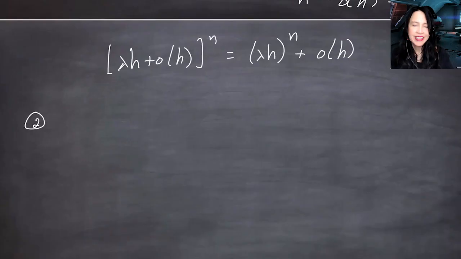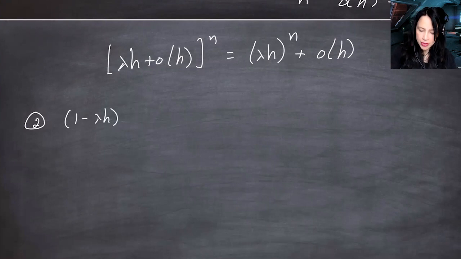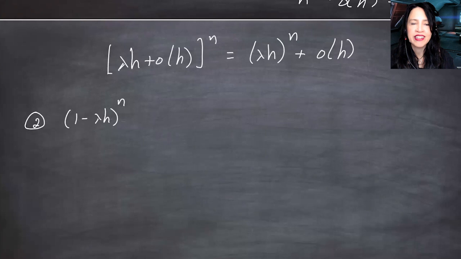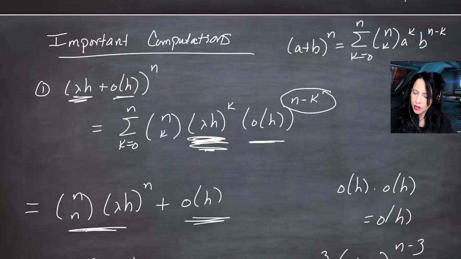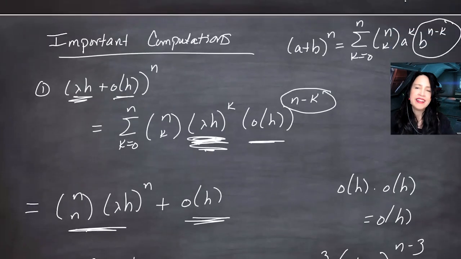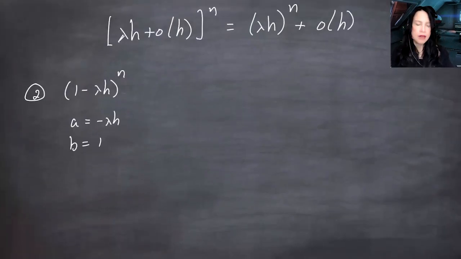Computation 2 is just looking at 1 minus lambda h to the nth power. Why am I looking at these 3 particular computations? Because they're going to come up over and over again for us. So I want to use the binomial theorem again on this, and you could let this be A and negative lambda h be B, and you'll be fine. But I like to have this more complicated exponent be on the 1. Like if B is 1, I think it looks a lot nicer. So I'm going to let B be 1 and A be lambda h, and then this is A plus B again to the nth power.